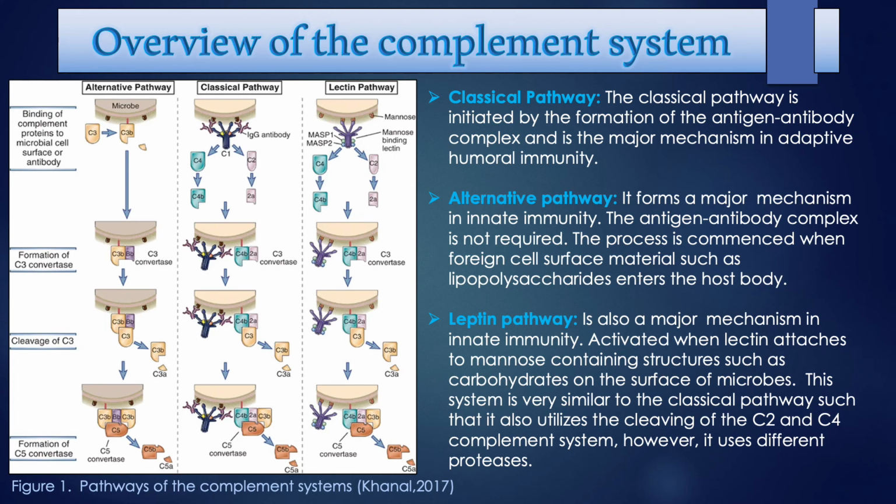C3B binds to the C3 convertase, which ends in the conversion to C5 convertase. C5 forms C5A and C5B, which undergoes further reactions to produce the MAC complex.